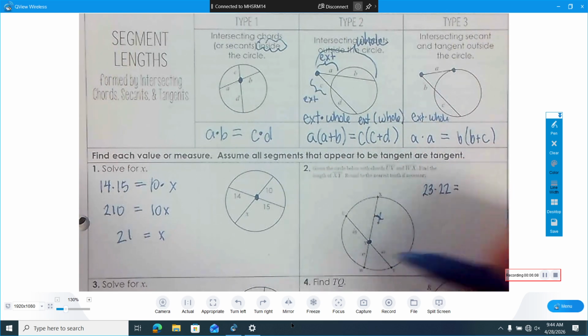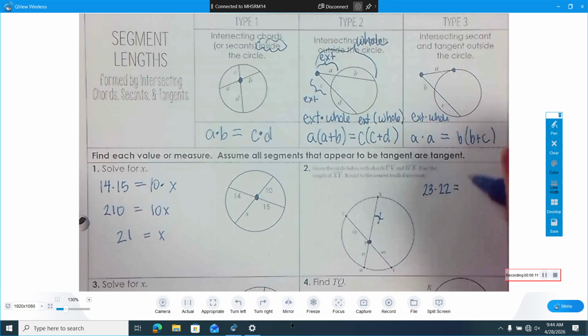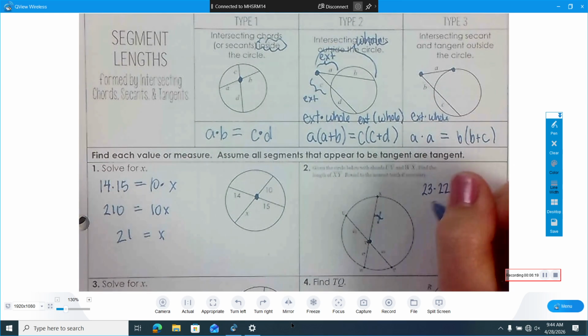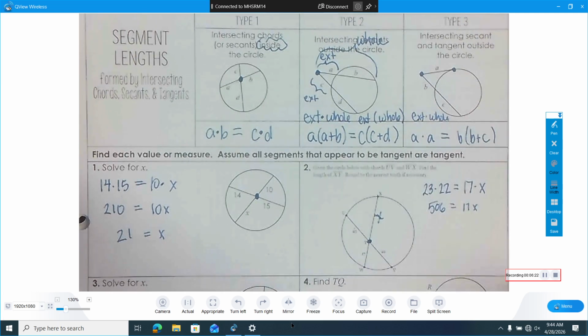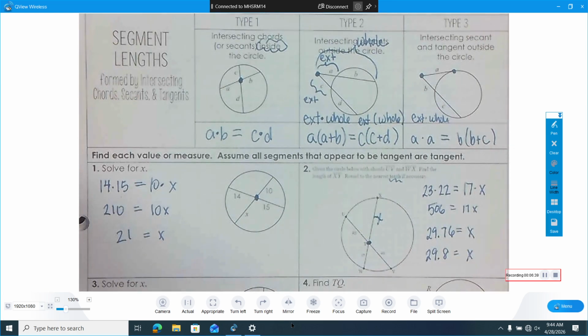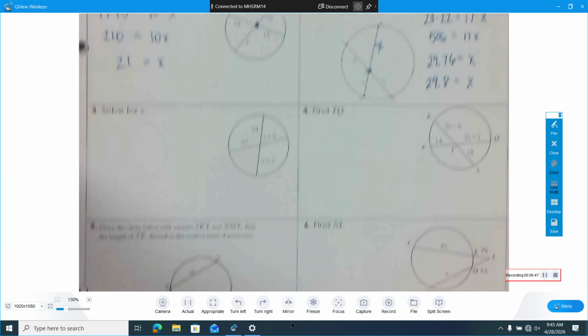Yep, 23 times 22, the product of the pieces, is equal to the product of the pieces. So 17 times x. All right, what is 23 times 22? 506 equals 17x divided by 17. It says round to the nearest tenth. So I get 29.76, which is going to be 29.8. All right, questions on that? Okay, cool. Then let's skip down to number 5.